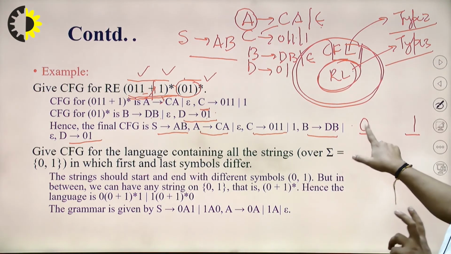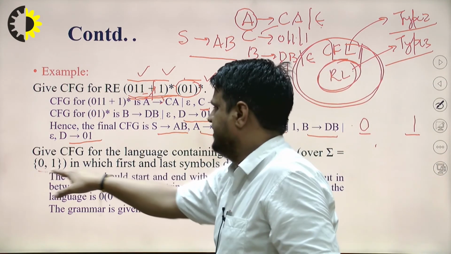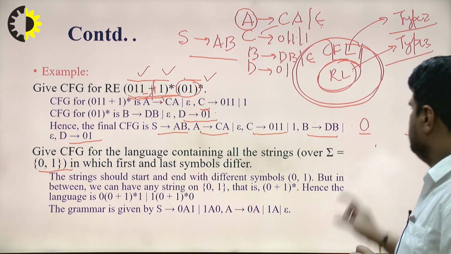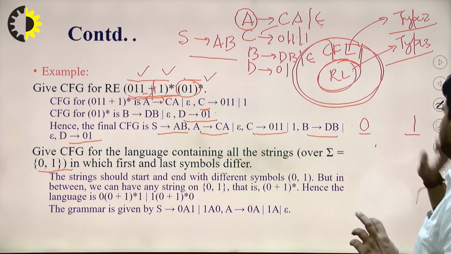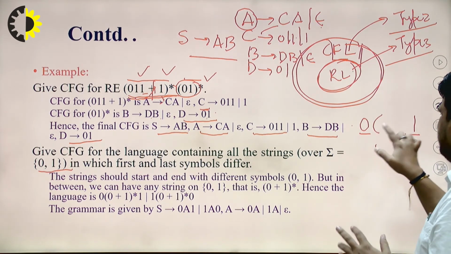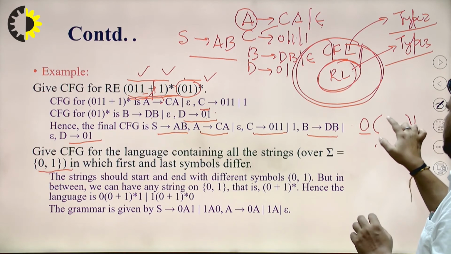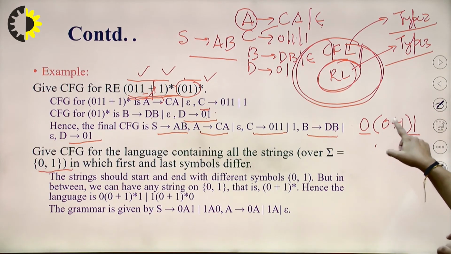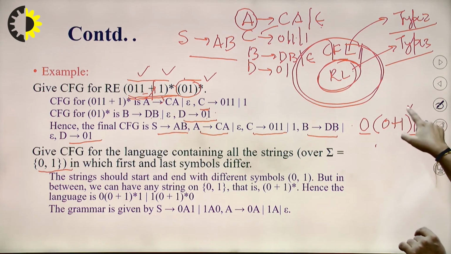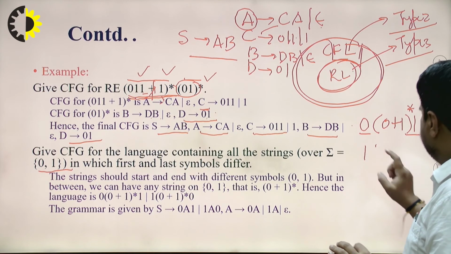So, I have either written 0 at the beginning, because the two symbols are here, 0 and 1, strings of 0 and 1. So, I have written 0 and 1 here. So, first and last will be different. After that, inside the first and last symbol, any string will be there. So any string can be represented by (0 plus 1) star. Similarly, if the first symbol is 1, what happens?